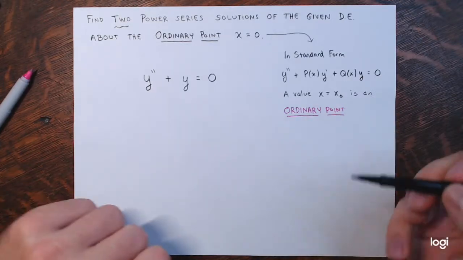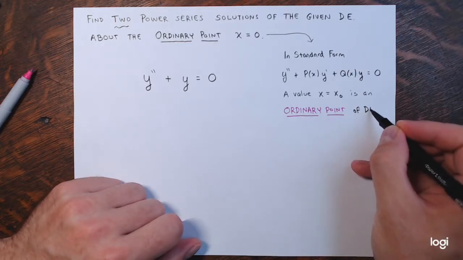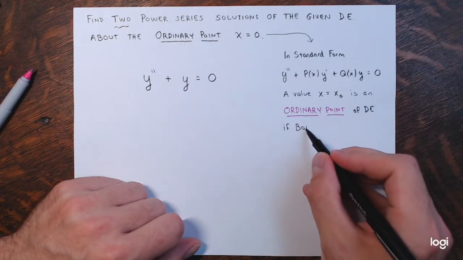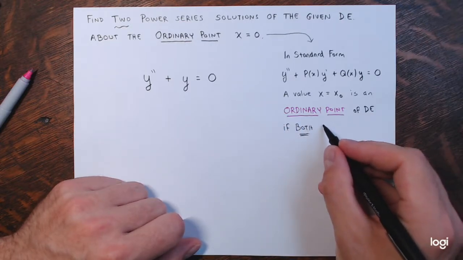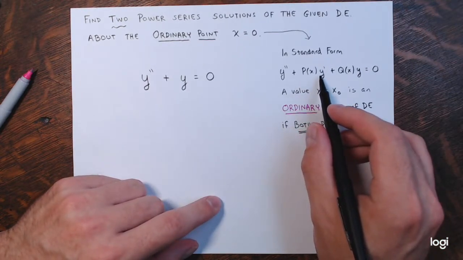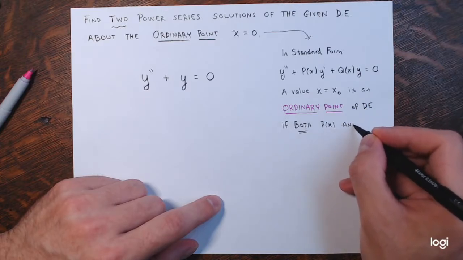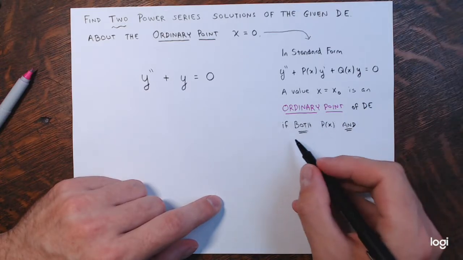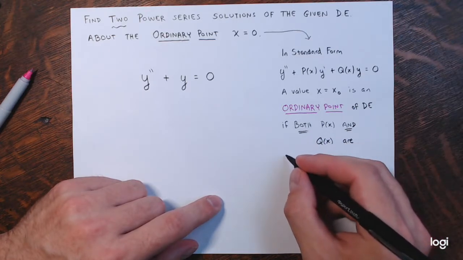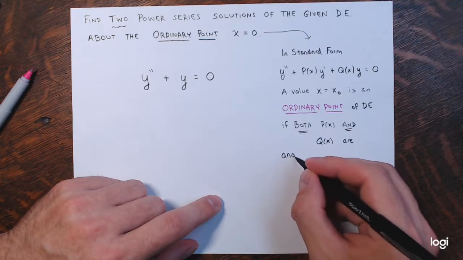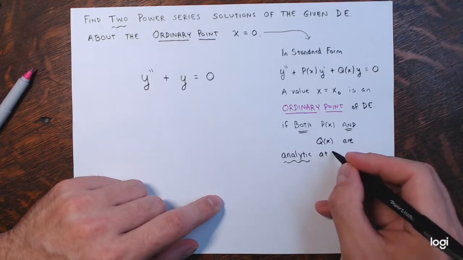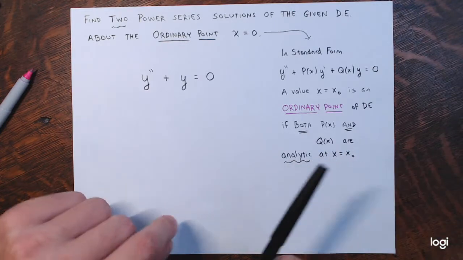An ordinary point of the differential equation if both P of x, this coefficient of y prime, and Q of x are analytic at x equals x sub 0.